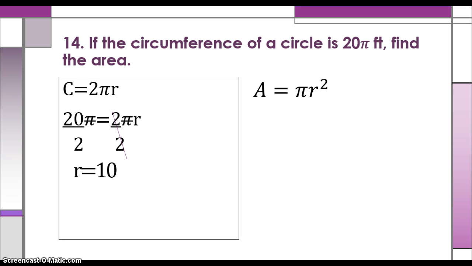Next, to find the area, we're going to use A equals pi r squared. And since from the last step we got the radius equal to 10, we're going to fill in this equation with A equals pi 10 squared. So then 10 squared would equal 100, and our answer would be A equals 100 pi feet squared.